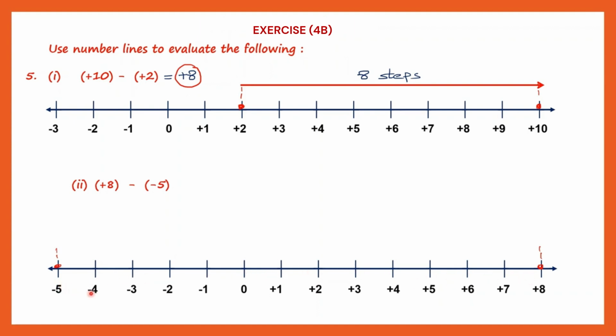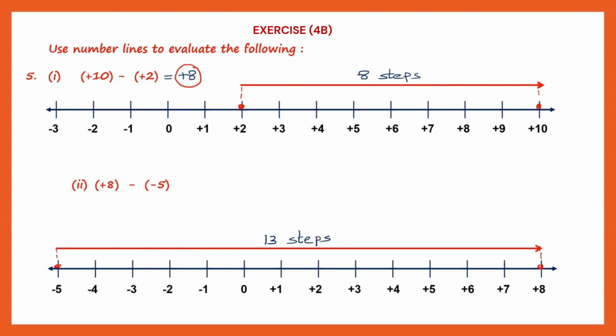Let's count and see. 1, 2, 3, 4, 5, 6, 7, 8, 9, 10, 11, 12, 13. We need 13 steps to move from minus 5 to plus 8. So let's draw that line showing that we have moved from minus 5 to plus 8. So that we have drawn a line there. And how many steps did we use? We used 13 steps. And we moved to the right.